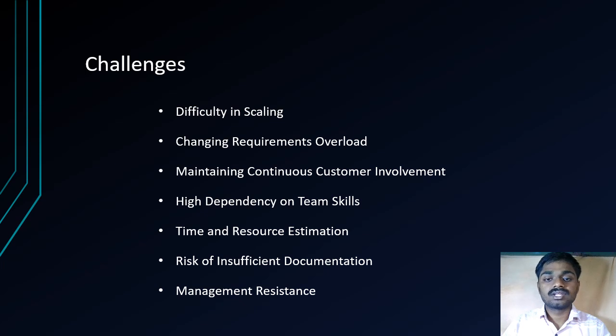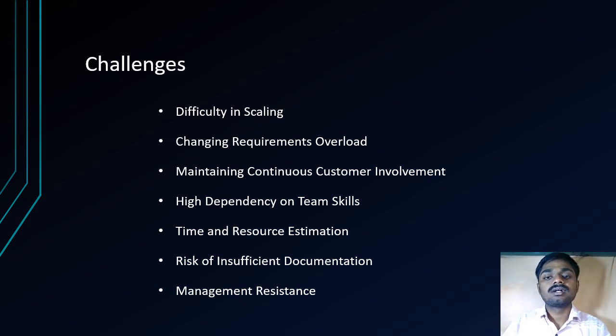However, ensuring consistent customer engagement can be difficult, especially when the stakeholders have other priorities and high dependency on team skills. Agile requires cross-functional teams with high skill levels in both technical and soft skills. Lack of experience, poor collaboration, or insufficient skill can negatively impact productivity and outcomes of the product. And the time and resource estimation.